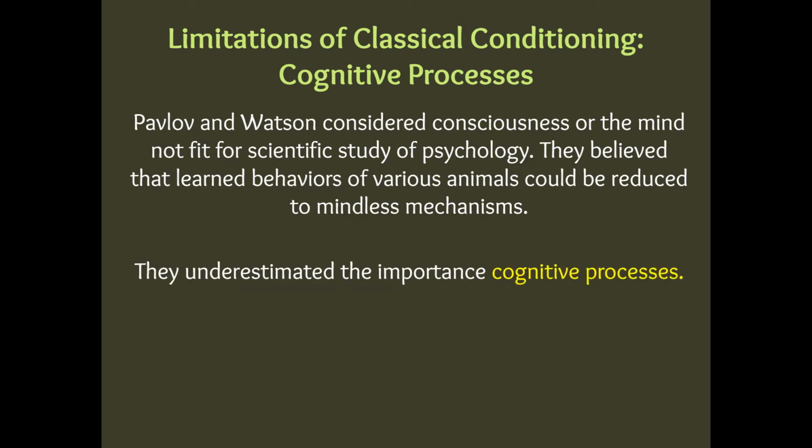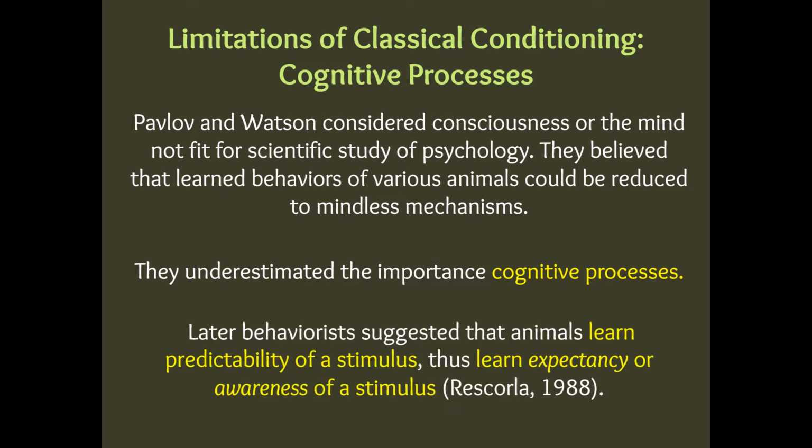They also underestimate the importance of cognitive processes themselves. Behaviorism is certainly a piece of the puzzle, but it's not everything. And so later behaviorists suggest that animals are learning the predictability of the stimulus. It's not so much that this animal is just reacting without thinking, but rather the animal is going through its own thinking process and learning to expect or to be aware of this stimulus. And that's what later behaviorists are talking about.